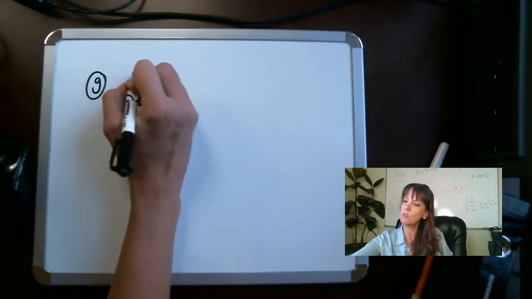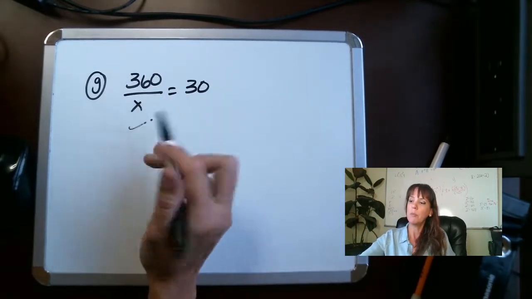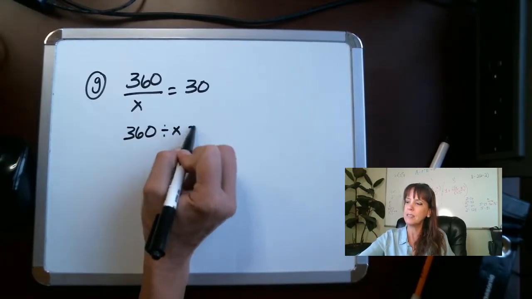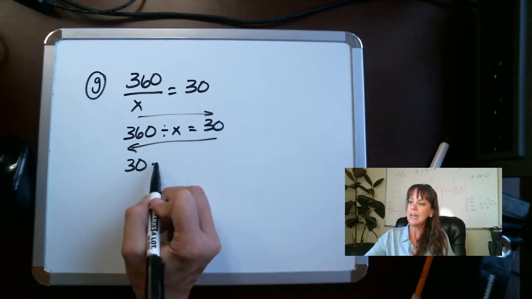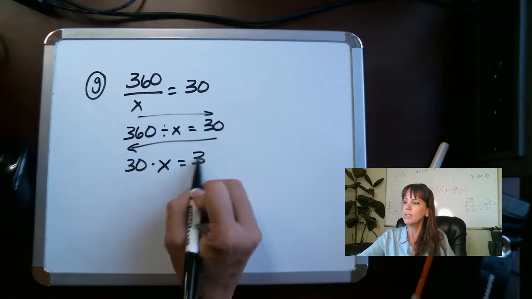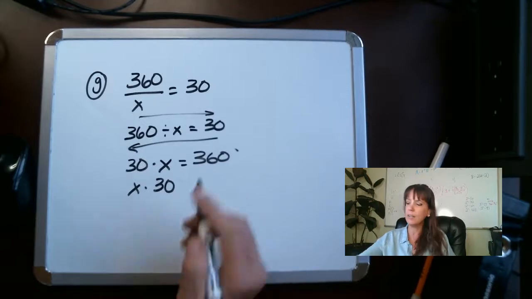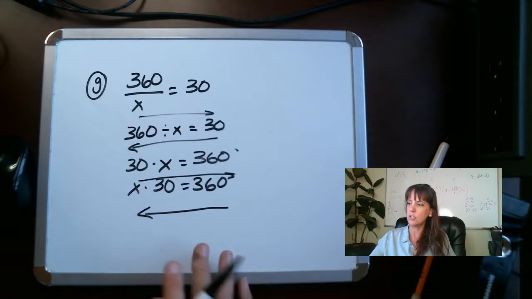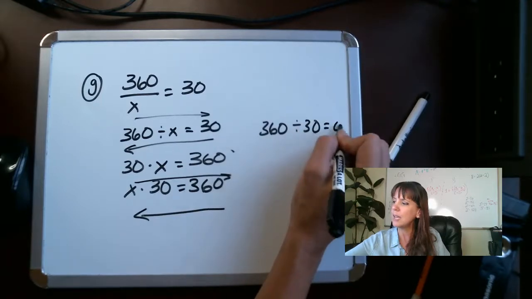All right, G. 360 divided by X equals 30. Let's rewrite that, right? I'm going to rewrite it like this. 360 divided by X equals 30. Divide in this direction, multiply in that direction. 30 times X. I put a dot there, you don't have to, just to remind, because I'm speaking as I do it, is 360. That doesn't help us, so we're going to swap this out. X times 30 gives us 360. Multiply in this direction, divide in this direction. So I have 360 divided by 30 equals X.